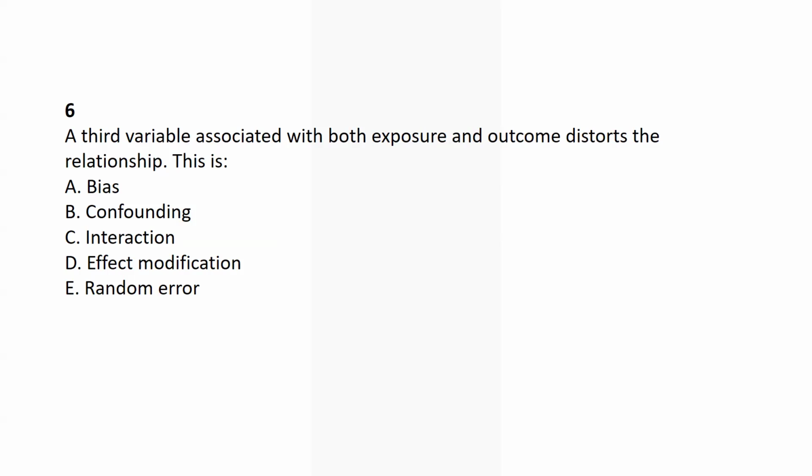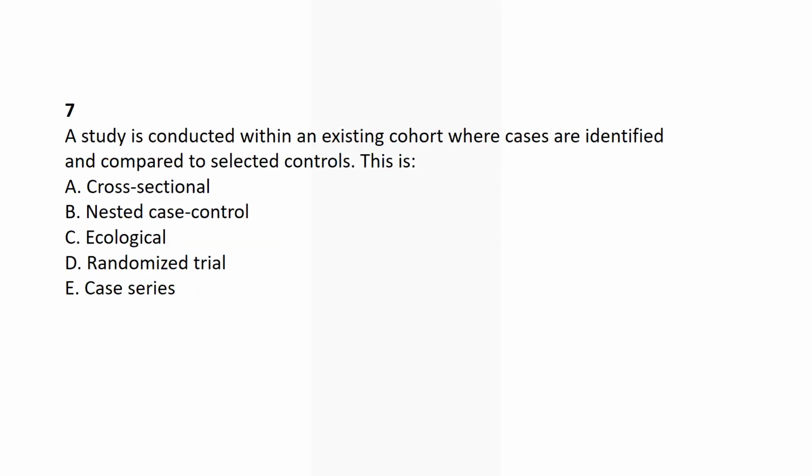Question number 6. A third variable associated with both exposure and outcome distorts the relationship. This is option A, bias; B, confounding; C, interaction; D, effect modification; and E, random error. B. Yes, B is the right answer, confounding. Question number 7. A study is conducted within an existing cohort where cases are identified and compared to the selected controls. This is option A, cross-sectional; B, nested case control; C, ecological; D, randomized; and E, case series. B. Yes, B is the right answer, nested.